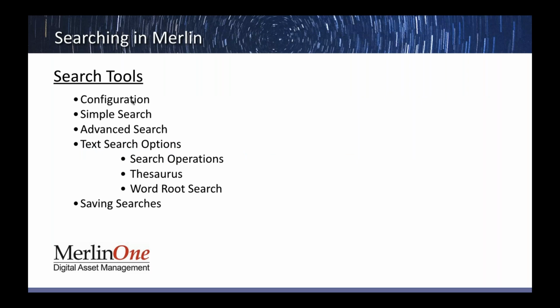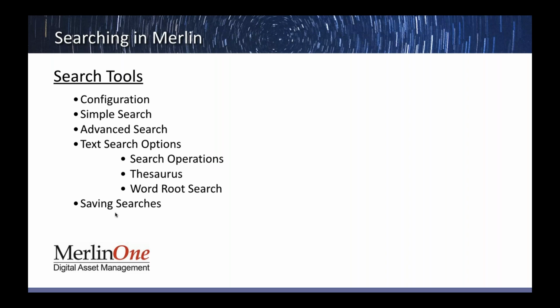So this is an overview of all the things we're going to talk about today. We're going to talk about configuration, simple searching, and advanced searching. We're going to talk about something that we refer to as text search options. This is where you can set up the default search operations of your Merlin system. We can invoke a thesaurus and also invoke word root searching, and we're going to talk about all of those options in a minute. We're also going to talk about how to save searches, and then I've got a bonus slide as well.